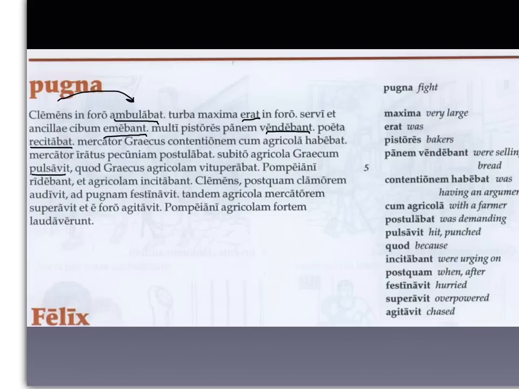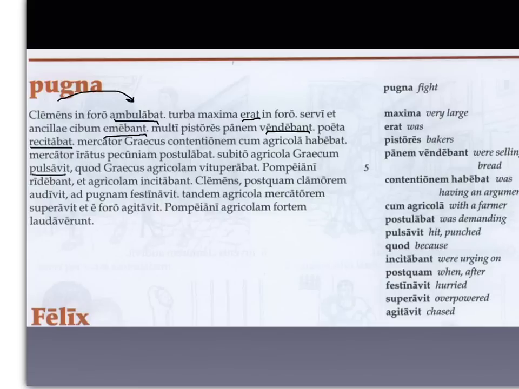Next sentence. Mercator Graecus cantionem cum agricola habebat. Long sentences like this, it helps to find your subject. Usually the subject is going to come first. So we have a Mercator Graecus. And we've seen both of these words throughout the book. A mercator is a merchant. Graecus is a Greek. Put it together, a Greek merchant.